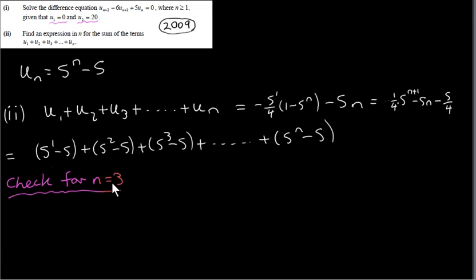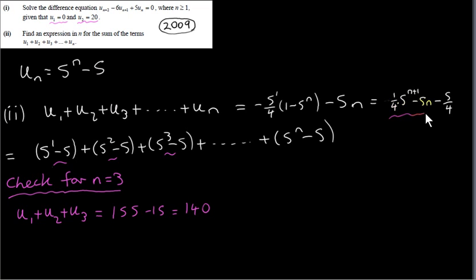Let's do a check for n equals 3. So for n equals 3, we have u1 plus u2 plus u3. Okay, we want the sum of the first n terms. So n is 3, so we just want 3 terms. So we just want to add these 3 terms together. We have 5 plus 25, which is 30, plus 125, which is 155. And then the minus 5s, we have 3 minus 5s, that's minus 15. So this gives us 140.